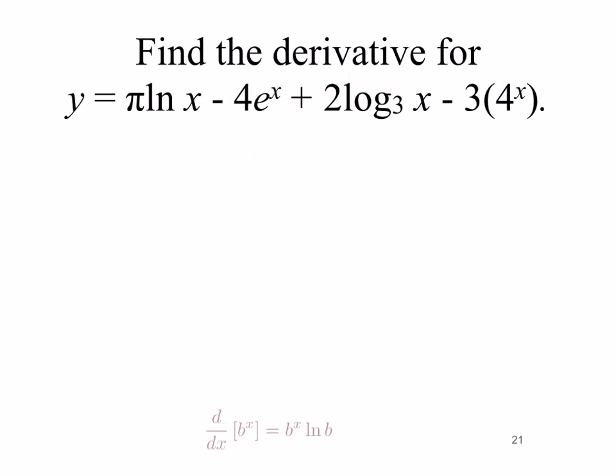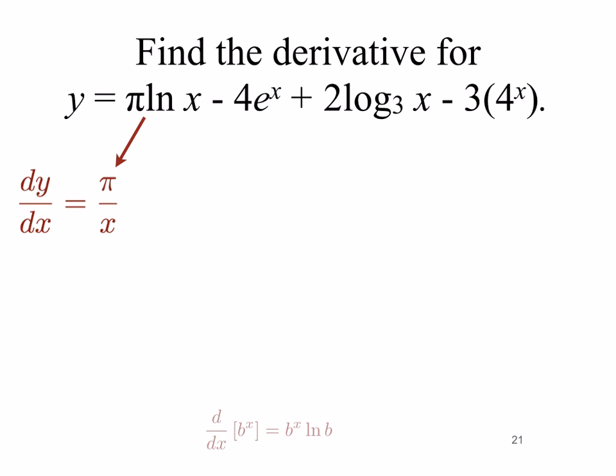So let's consider this function. y is equal to pi times the natural log of x minus 4 e to the x plus 2 log base 3 of x minus 3 times 4 to the x. So in this particular example, we have all of the different possibilities mixed together. So let's take it step by step.